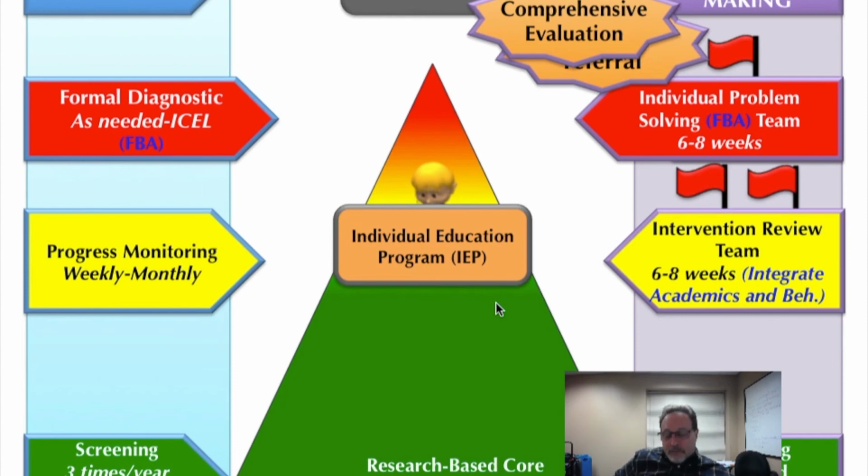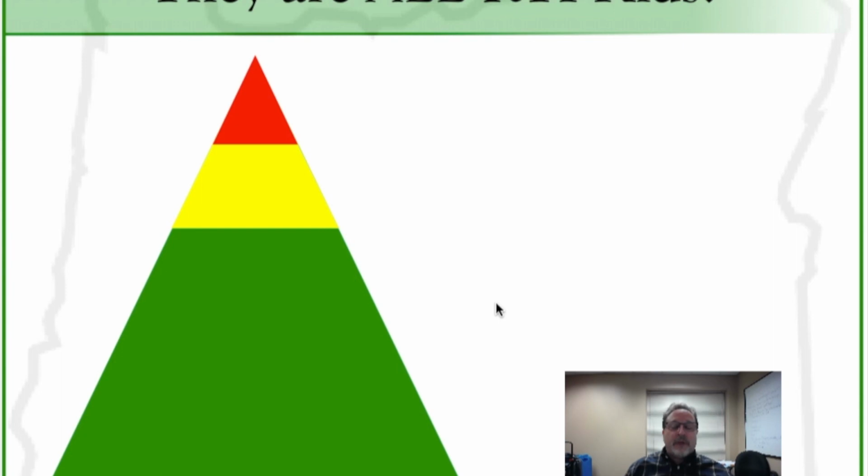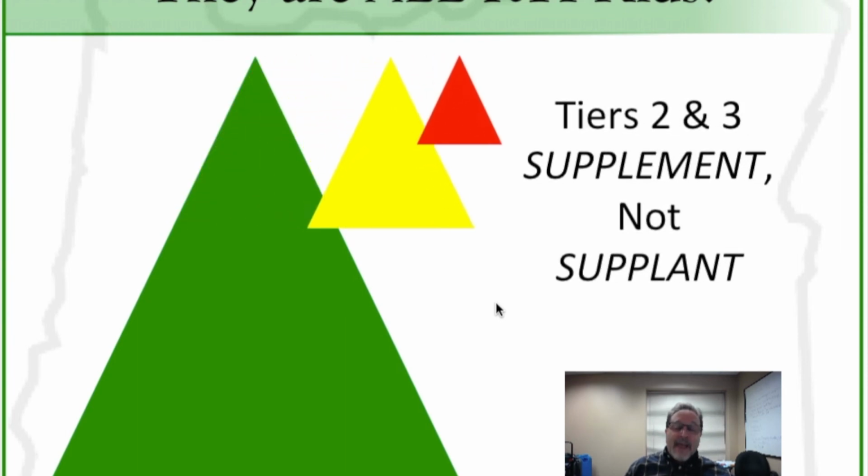all students are really part of an RTI system. It's not just the students that we think of in those Tier 2 or 3 interventions. They're all RTI kids. If you have a comprehensive system for RTI or MTSS, and you should, that includes behavior as well, then all kids are in that system at all times. And important to note again that Tiers 2 and 3 supplement, not supplant.